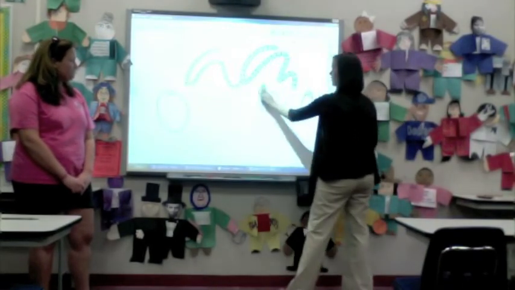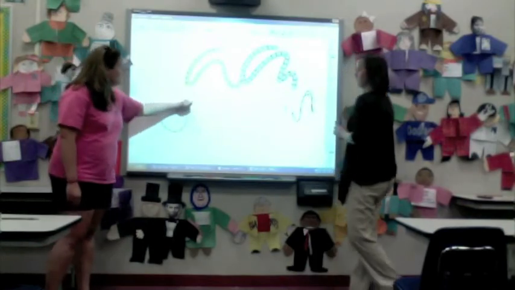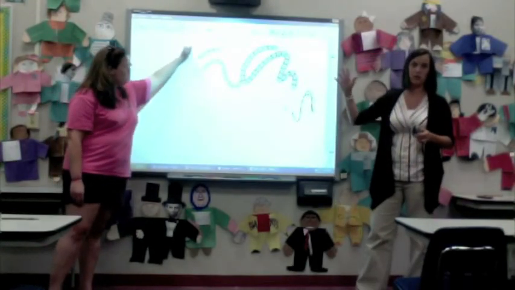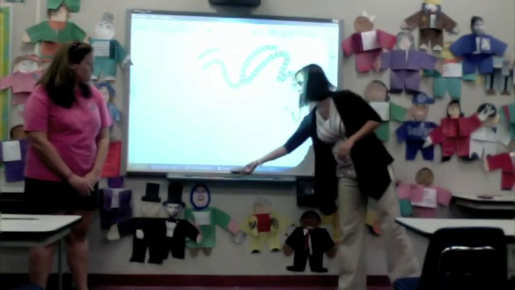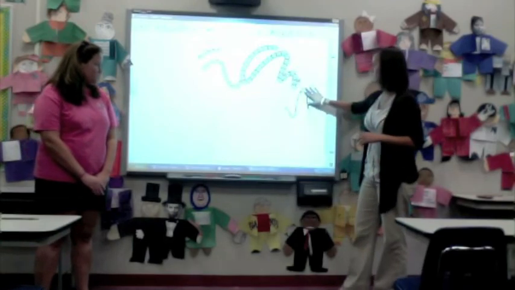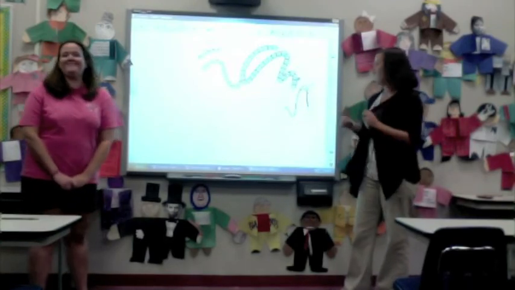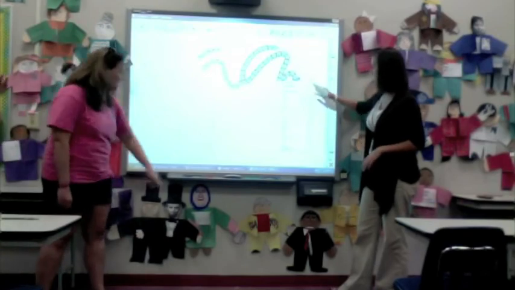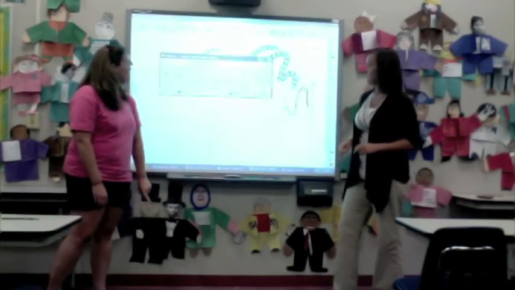Same with the eraser. I can erase it like this, or you can erase it with your hand. You can erase it with a tennis ball. It doesn't matter as long as the eraser is out of its hole here. Once it's back in, things like that don't happen. There's also a keyboard that you can bring up.